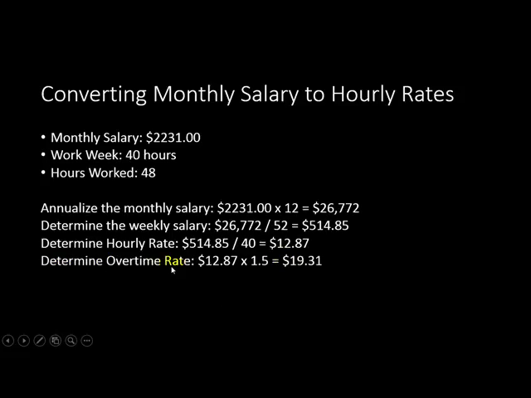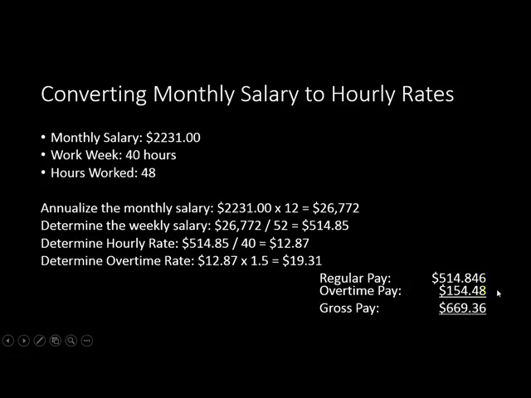To determine the overtime rate, we take the $12.87 multiplied by 1.5 to give us $19.31 per hour for overtime. The regular pay, $514.85. Overtime pay, $154.48 for a total gross pay of $669.36.